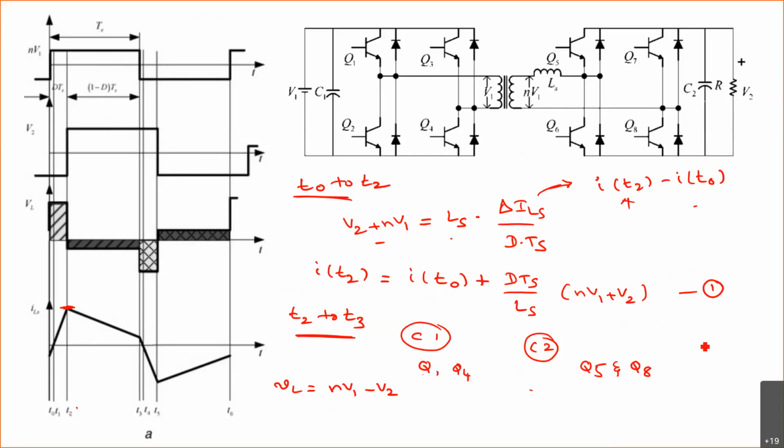So we assumed that this V2 is greater than this NV1, right? So is this positive or negative? Negative. So this is negative, and that's why it is showing in the negative term. This is the voltage across the inductor, so it is negative. Clear? So therefore this current is reducing.